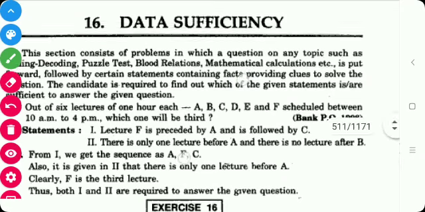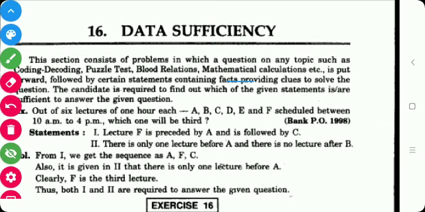First example is: out of 6 lectures of 1 hour each, A, B, C, D, E and F are scheduled between 10 am to 4 pm. Which one will be third? The given statements are: lecture F is preceded by A and is followed by C. And the second statement is: there is only one lecture before A and there is no lecture after B. So from the first statement we can conclude that the lecture sequence is A, F, C. First lecture is A, second is F and third is C.